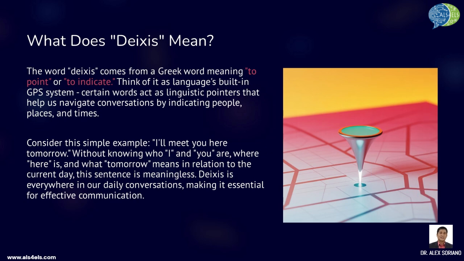Let's look at a simple example. I'll meet you here tomorrow. On its own, this sentence doesn't make any sense, right? You would immediately have questions like, who is I? Who is you? Where exactly is here? When is tomorrow? Without knowing the specific context, who is speaking, where they are, and what day it is, the sentence is completely meaningless. This is why deixis is so important. It's everywhere in our daily conversations and is crucial for effective communication.